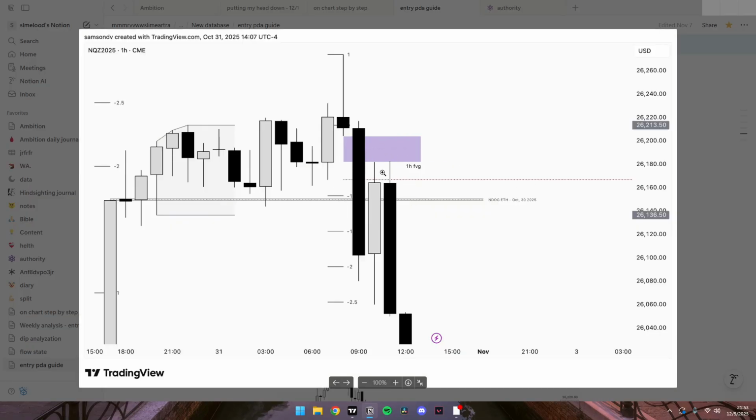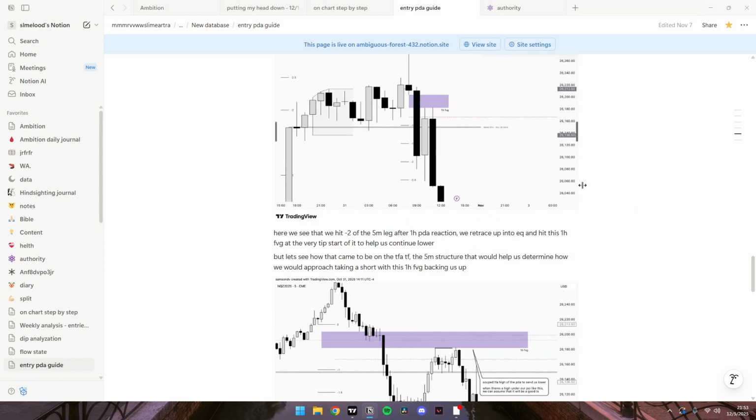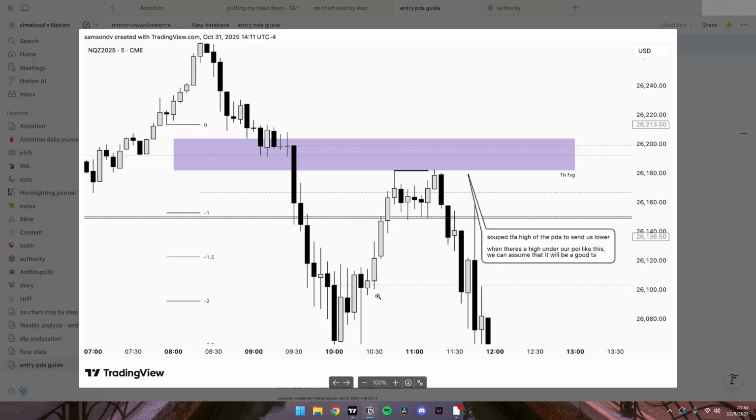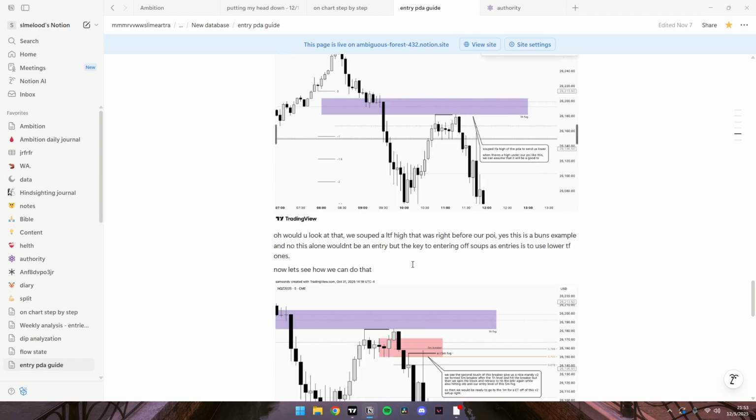So here we have our FVG right here, and we see us soup this high. What would make us so convicted in that high? Here we see that our higher time frame POI is aligned perfectly with this high. So this would make a super possible soup. You could just limit this high. We take this liquidity, we hit our POI, so we can expect this to go lower.